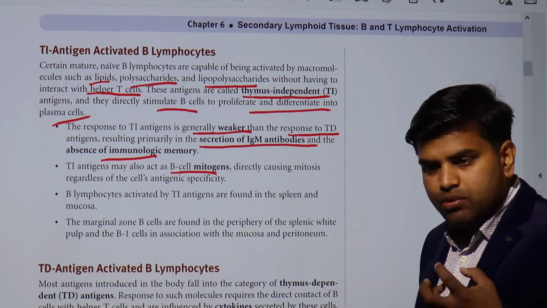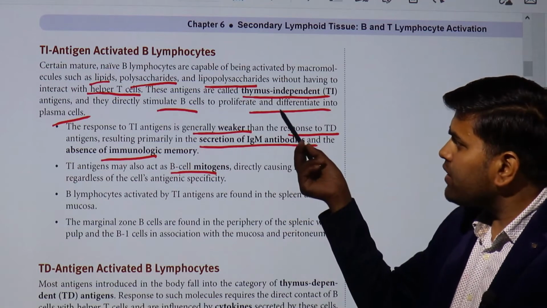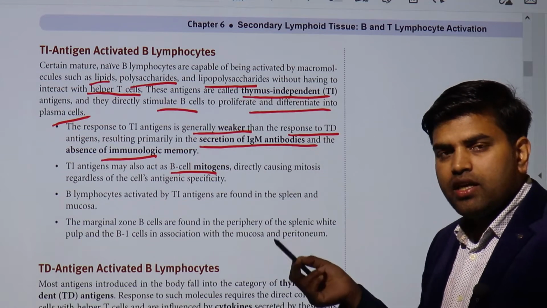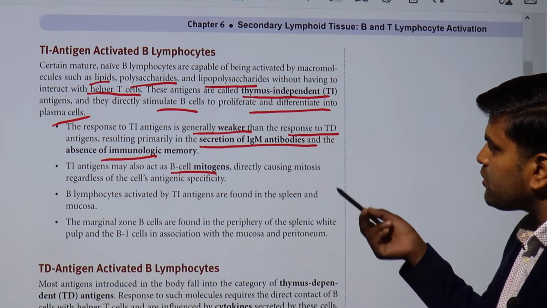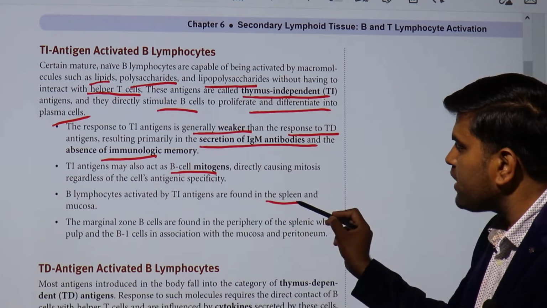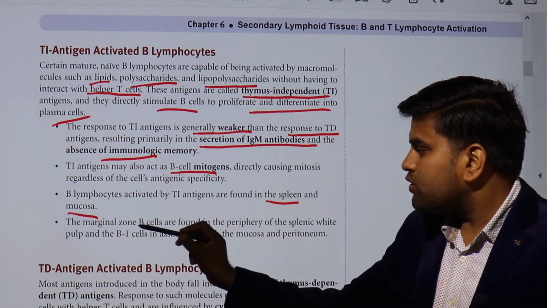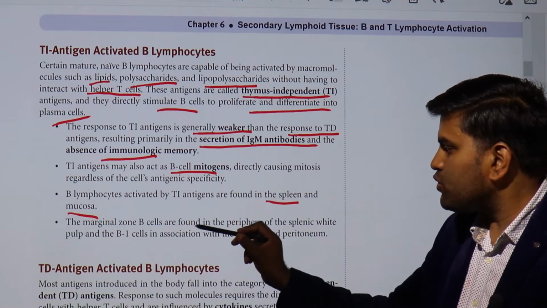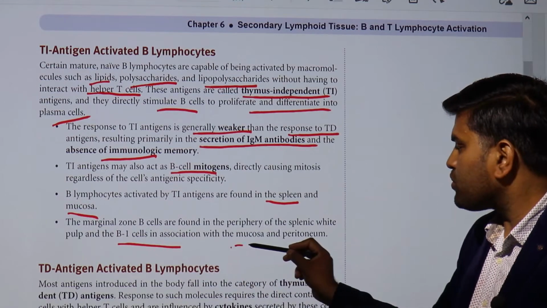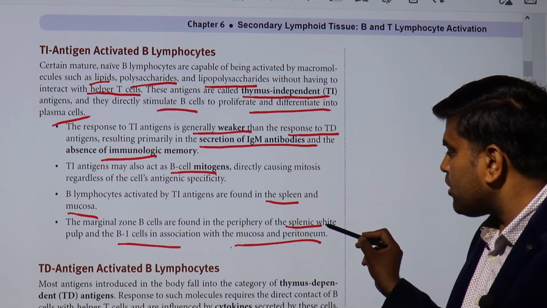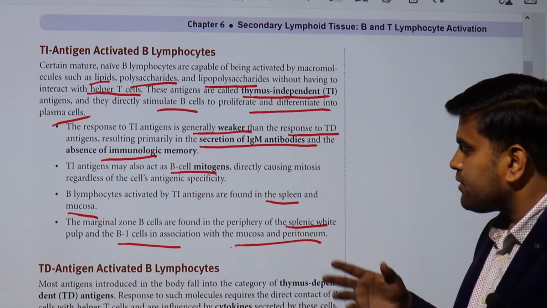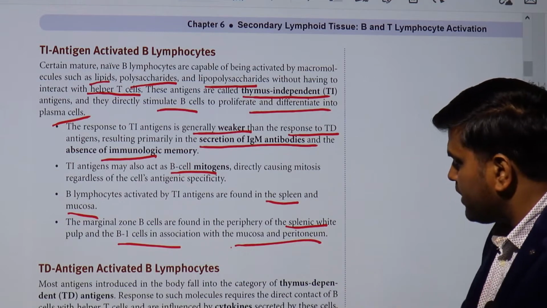In the case of the spleen, in the blood you can find these components, lipid, polysaccharide and lipopolysaccharide, and since they are found easily, there will be more direct stimulation of the B cell in case of a blood-borne pathogen. That will be mainly in the spleen, and some in the mucosa. The marginal zone B cells are found in the periphery of the splenic white pulp, and B1 cells are associated with the mucosa and peritoneum.